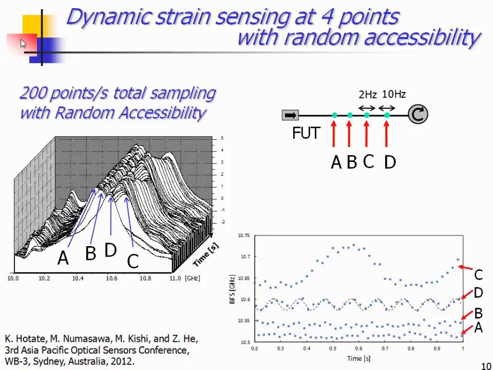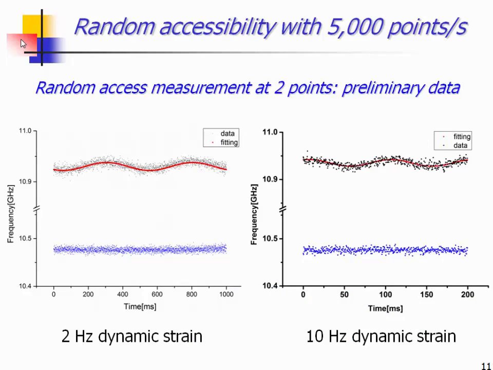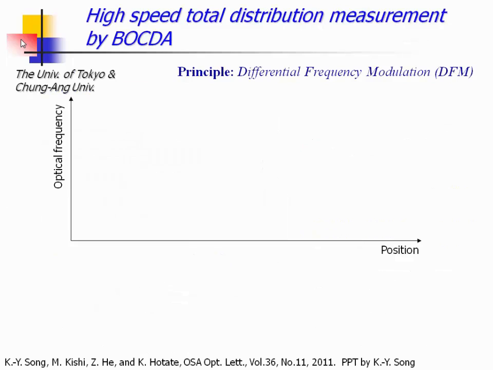In this case, the total measurement points per second was 200. But recently, 200 has been improved to 5,000. This is the demonstration of the two-point random access measurement of the dynamic strain with the 5,000 points per second random access speed.